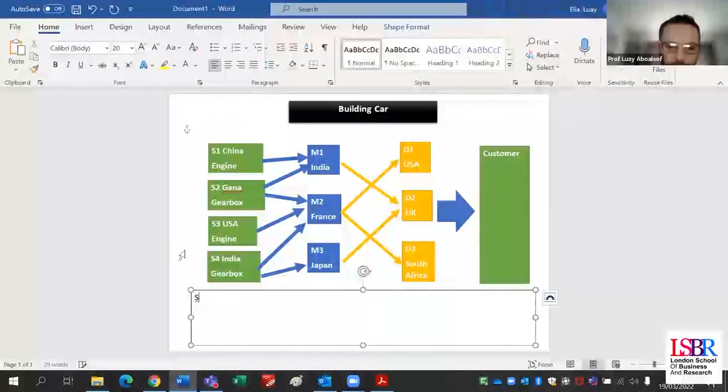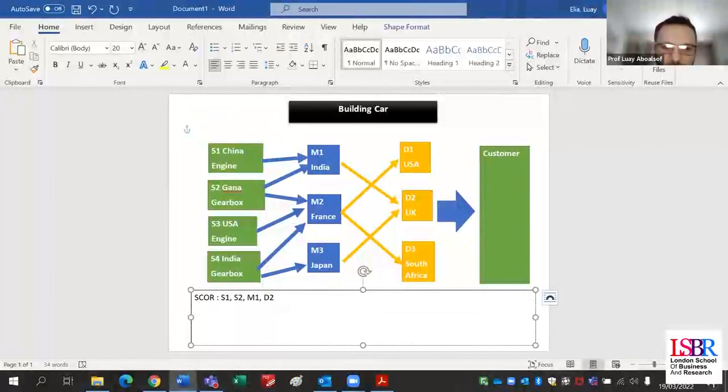Here we go. SCOR number one for me is S1, M1, because my engines are going to India manufacture and my S2 is going to M1 as well. So S1 and S2, they're going to M1. Then from M1, where am I going? I'm going to D2. That's my SCOR number one.